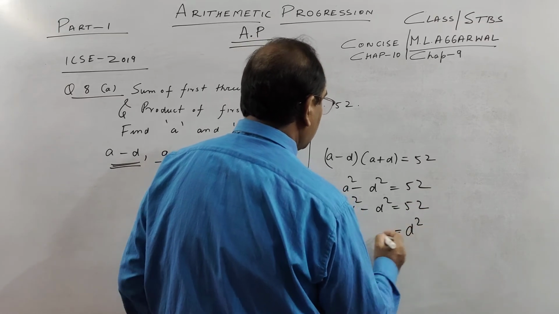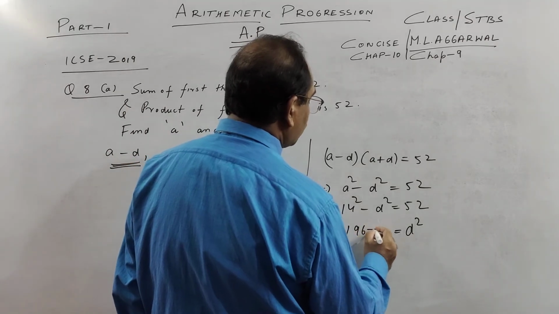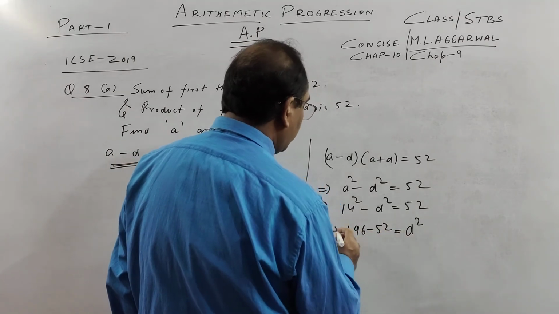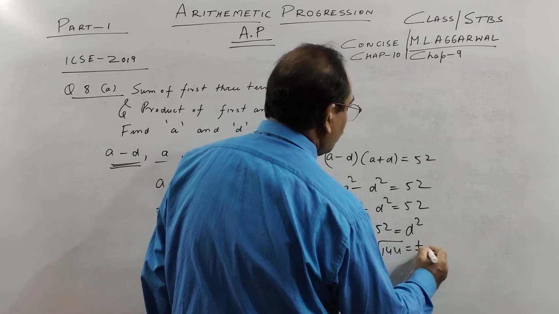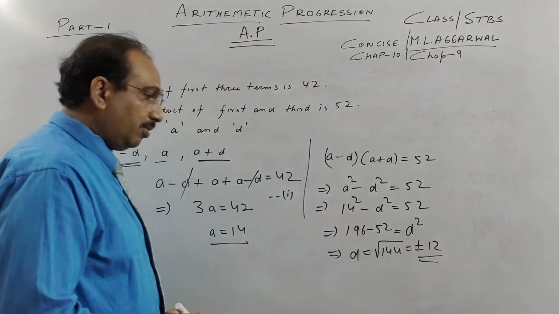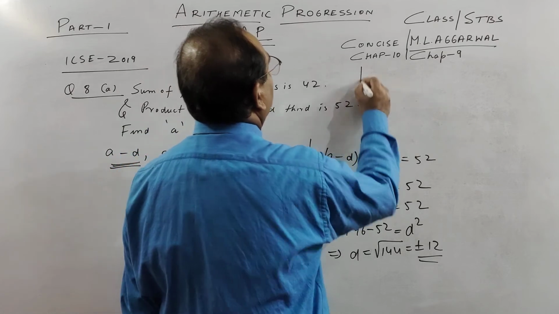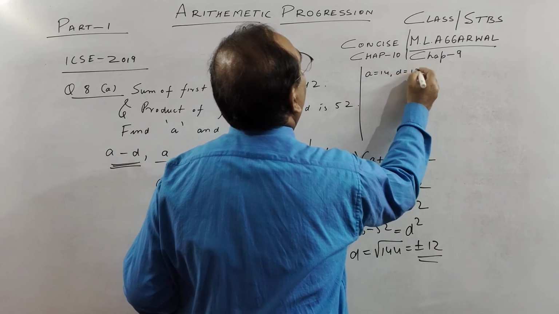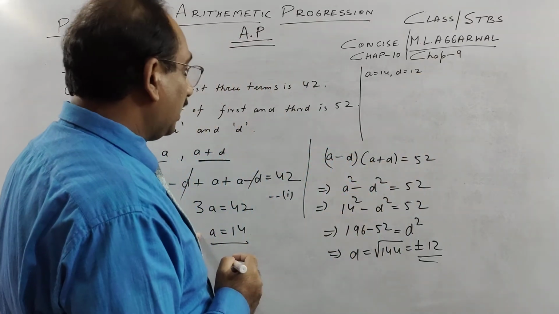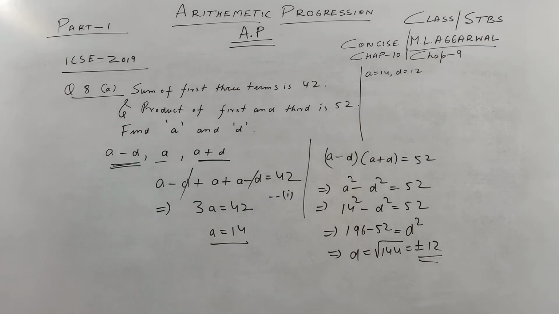We get d square is 14 into 14 is 196 minus 52. So what do we get, children? D is root over 144, which is plus minus 12. Remember, we will have two answers here, because here we are getting d as plus minus 12. So see, final answer, if a is 14 you take and d is plus 12, then what we have, the series you will see.